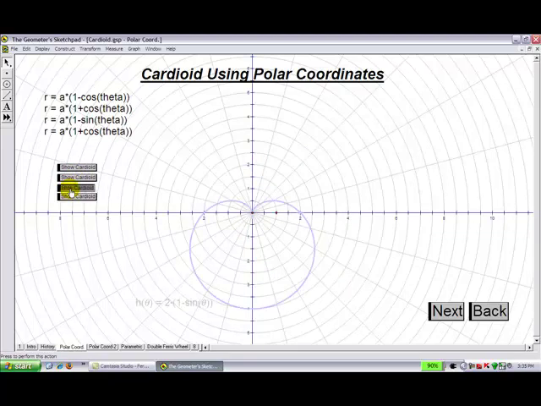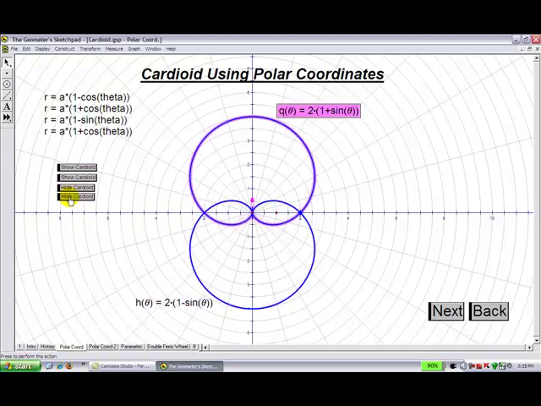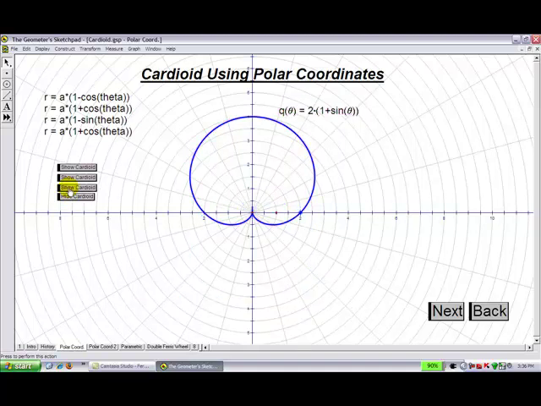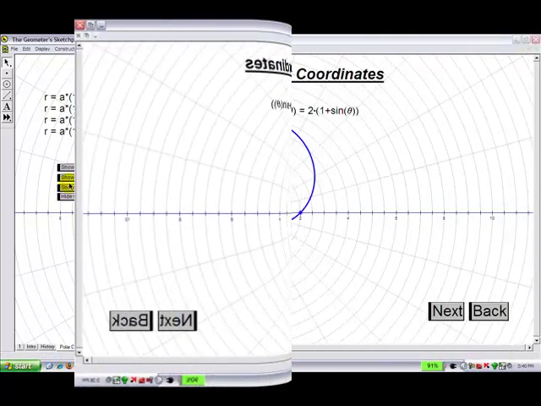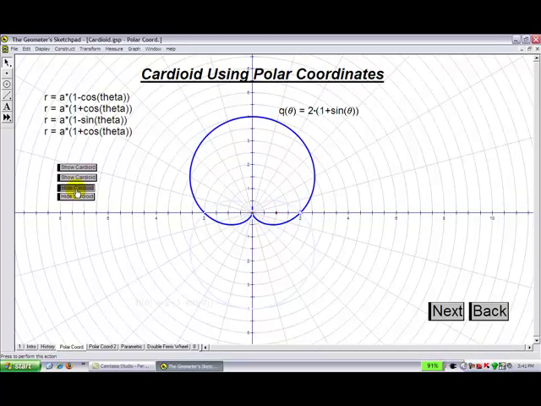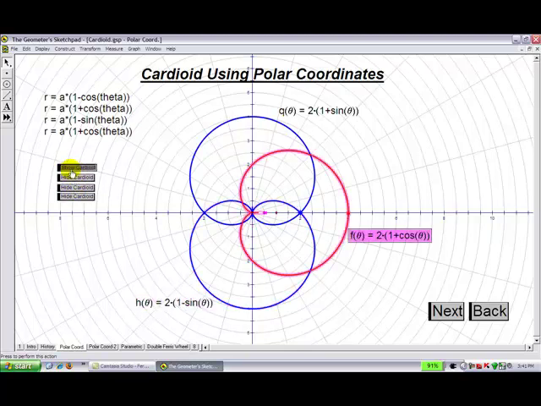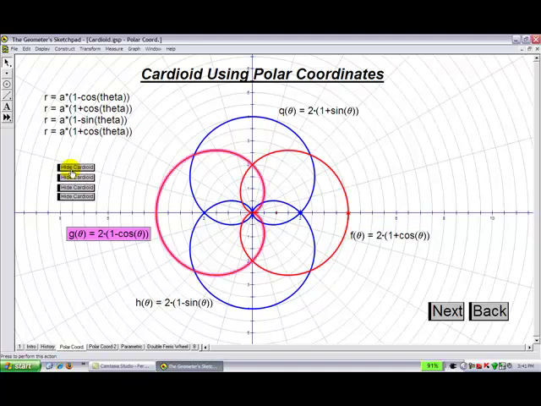For our next cardioid, I will graph 2 times 1 minus sine of theta. As you can see, the cusp is on the top of the cardioid. If I graph the next one, we are changing the sign, and we have 2 times 1 plus sine of theta. And if I hide the first one again, we can see that it's just flipped around and the cusp is on the bottom. So here we have the four main equations for the cardioid. The sines going up and down, and the cosines going left to right.